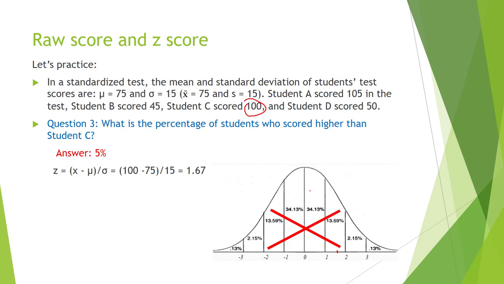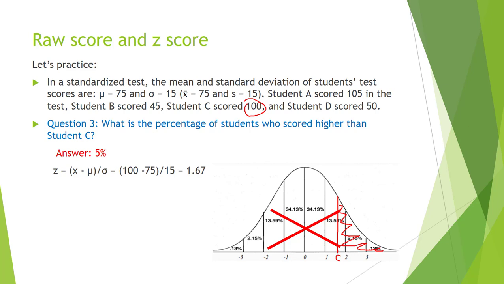So you will know, if I ask you to calculate the percentage of students higher than student C, this is student C. Okay. And then I ask you to calculate the percentage, it will be this area towards the higher end. But the problem is, how can you calculate this? Because this number you cannot find in this graph.